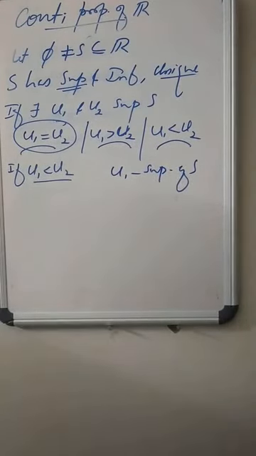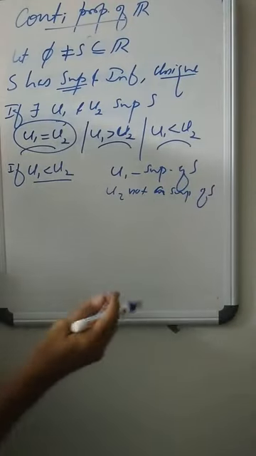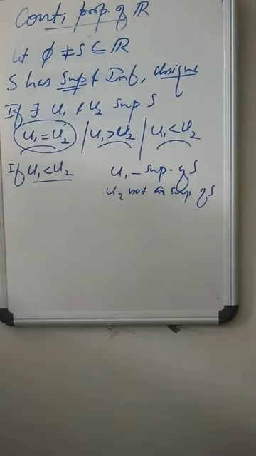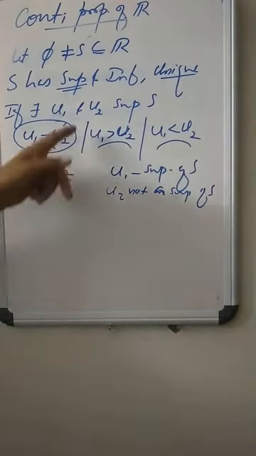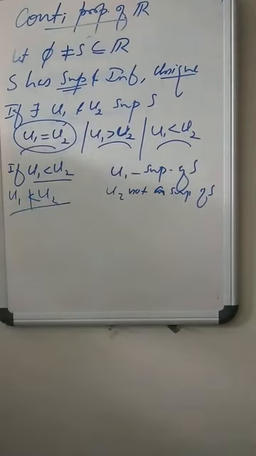So here, since U1 is less than U2, U2 is not a supremum of S. Being an upper bound of S, it is not the least upper bound. That's a contradiction to the choice of U2. So U1 is never less than U2.